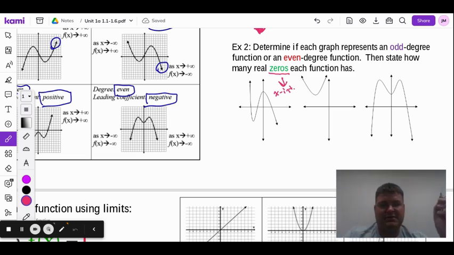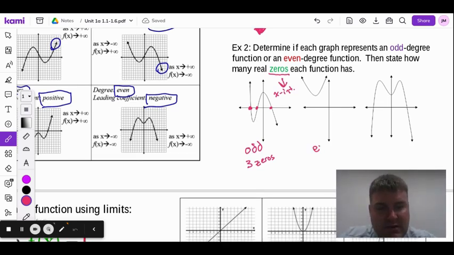Okay. So for the first one right here, I have different end behavior. So since I'm different, I must be odd. And then how many zeros? It crosses the x-axis there, there, and there. So it's going to be 3 zeros. For the second one there in the middle, those go the same way, they're both positive. So this is going to be even. And I don't see any x-intercepts. There are 0 zeros.